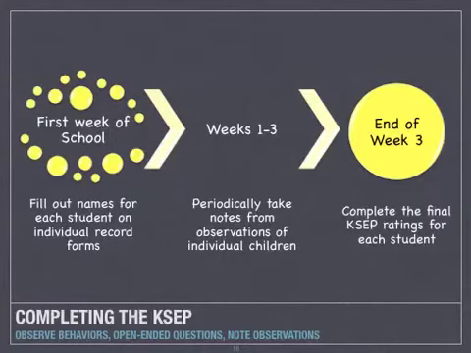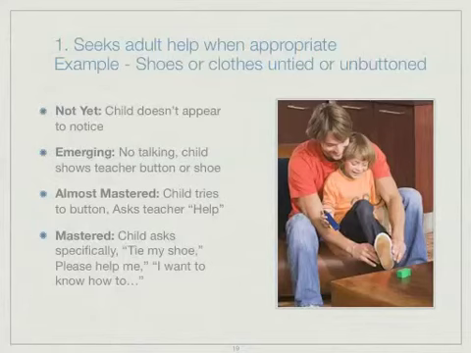To reiterate, this figure illustrates the process that we recommend teachers engage in when completing the KSEP. Following these 3 steps will provide the best possible ratings of your students. Here's an example of how KSEP item number 1 might be completed. What if a child's shoes are untied? A child would be rated at the mastered level for this item if they clearly communicate that they need help and specifically indicated that the help was needed to tie their shoes.